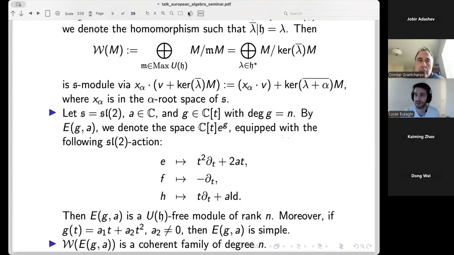Have you identified a necessary property that the coherent family W of M must satisfy if M is simple? So first of all, I hope I didn't mispronounce your name. Is it Mendonca? I'm sorry, I should have done my homework. And congratulations for the great paper. Now, if M is simple, what is W of M?